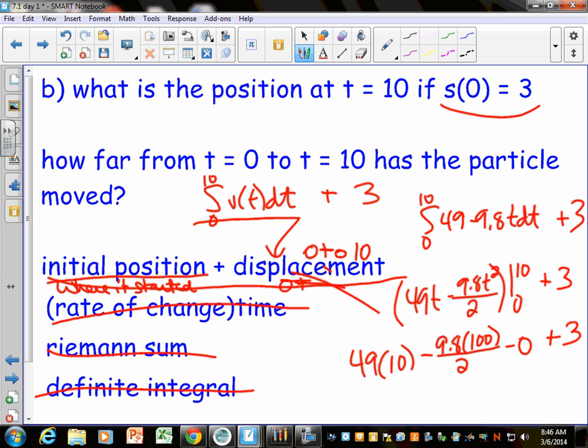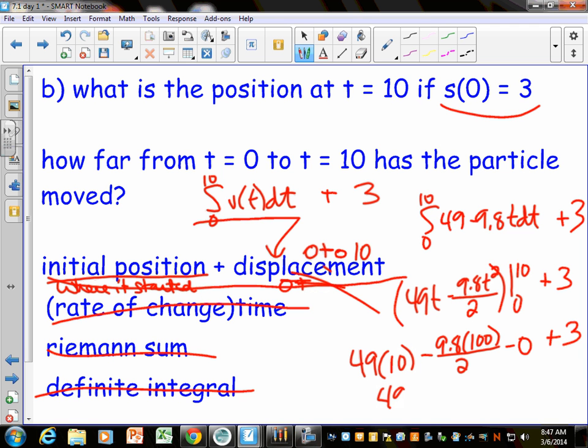Which means from 0 to 10 seconds, whatever it moved, it undid itself. Does that make sense? Think about what we know about integrals. Whatever was above the x-axis, there must have been the same thing below the x-axis, and they canceled each other out. Whenever you're doing a plus c, is it always after you take it from 0 to 10?